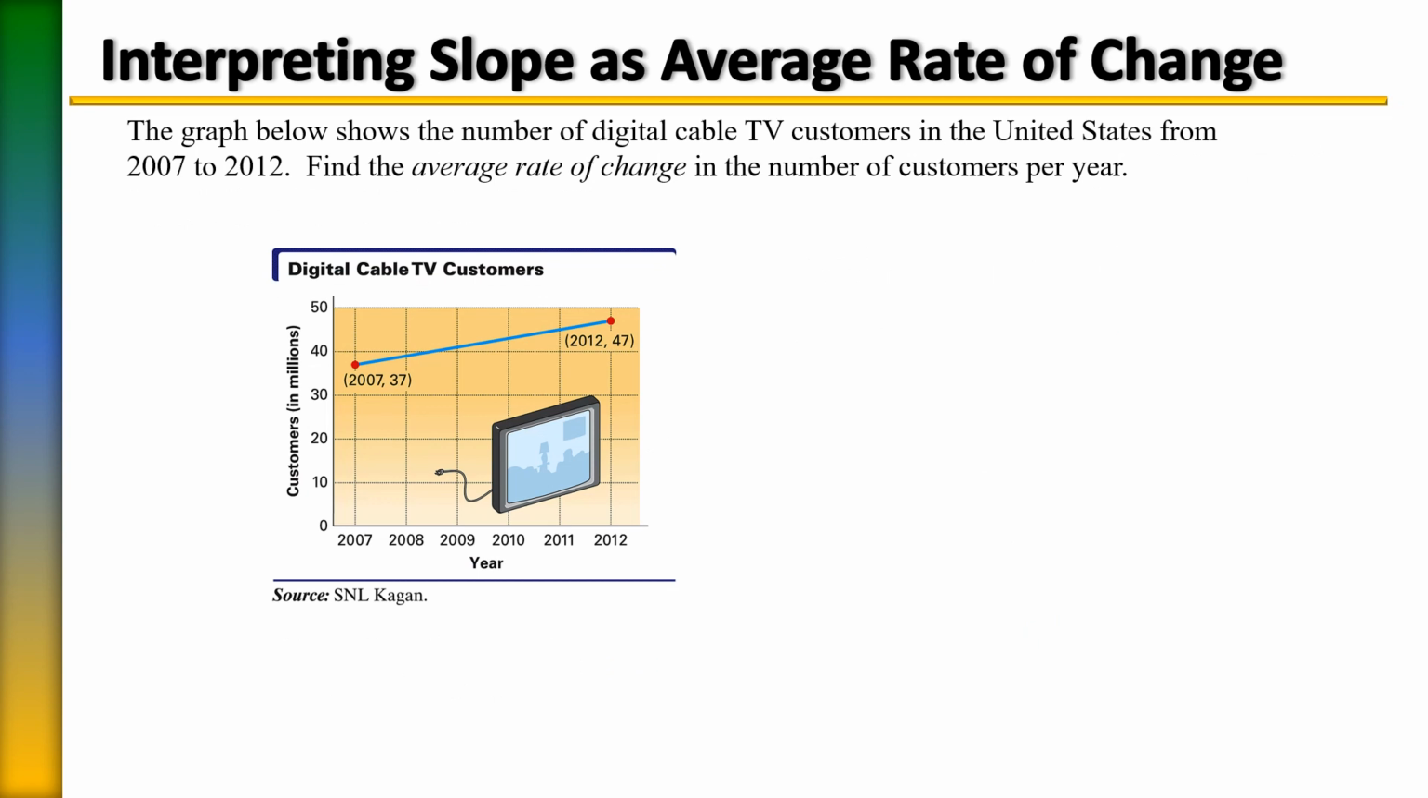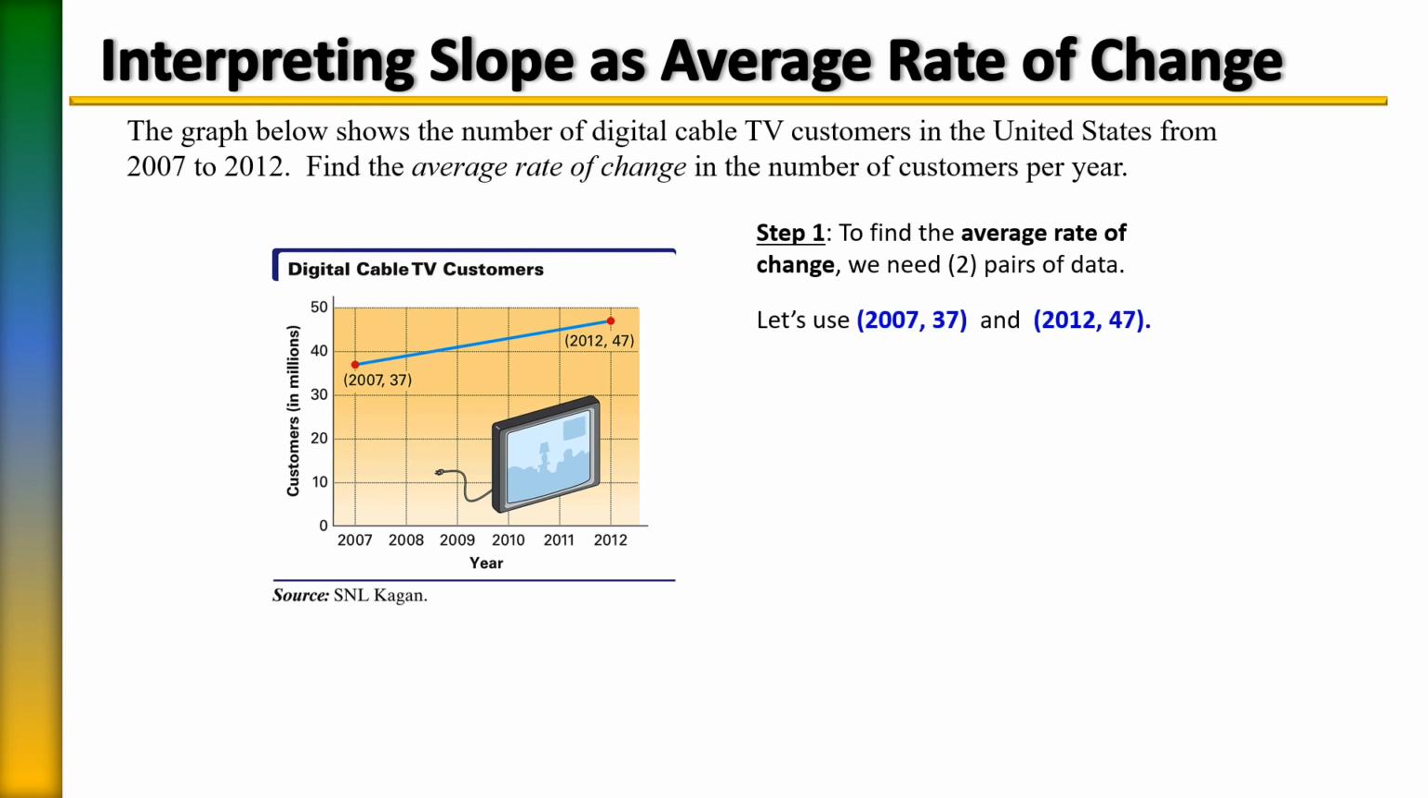In this example, the graph below shows the number of digital cable TV customers in the US from 2007 to 2012. Find the average rate of change in the number of customers per year. Again, we are given our ordered pairs within the graph. Our first set of ordered pairs would be 2007, 37, and then 2012, 47. So let's plug those values into the slope formula so that we can find the average rate of change. Once we plug those points into the formula, it's going to look like so.